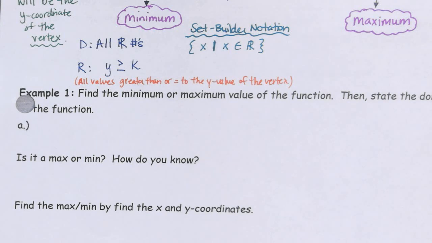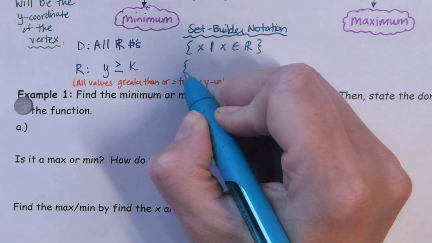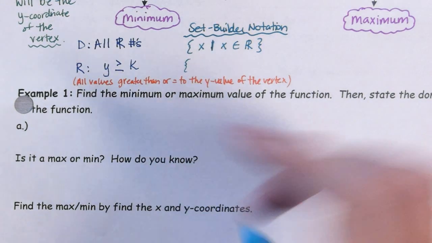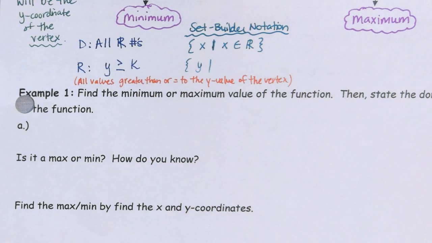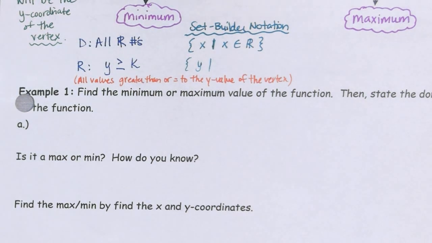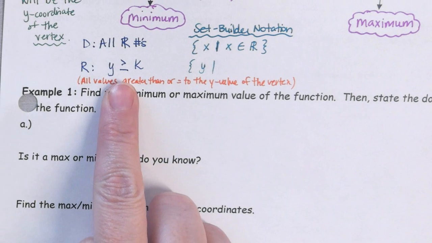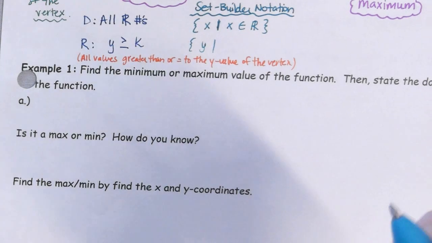So anytime you're doing set builder notation, you're always going to start with the fancy bracket. Now for this one, it's going to be all values of Y such that, and then this is going to stay the same. So Y is greater than or equal to K.